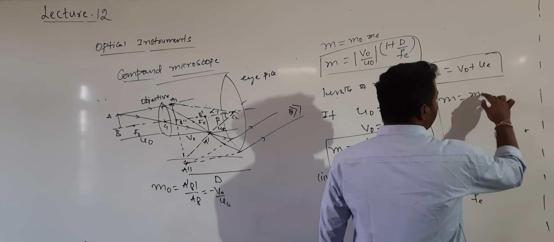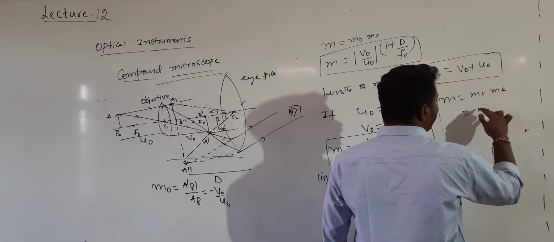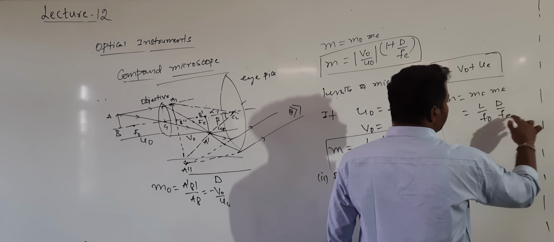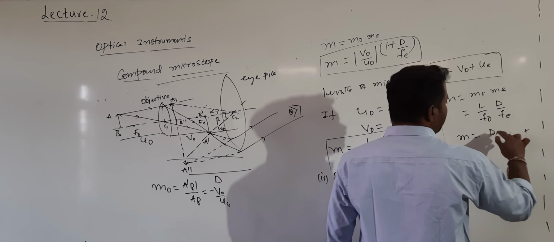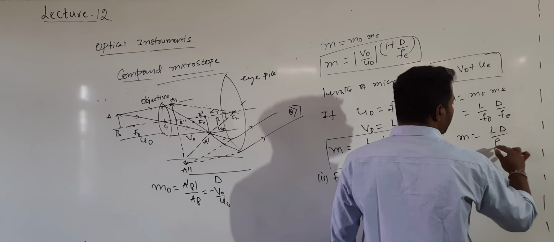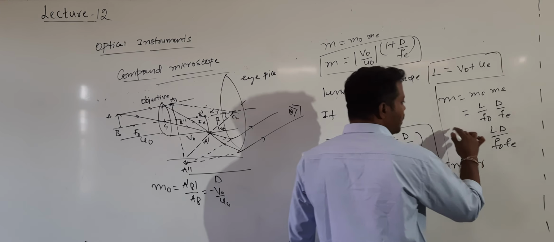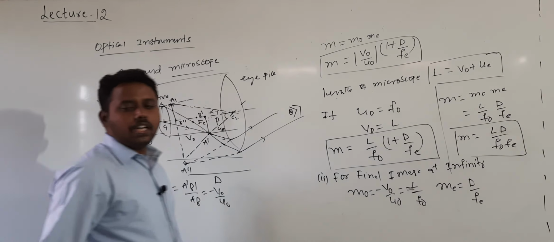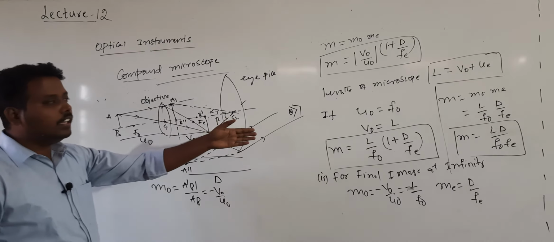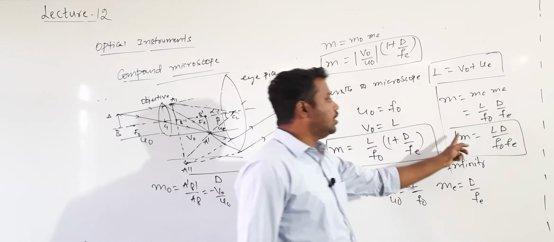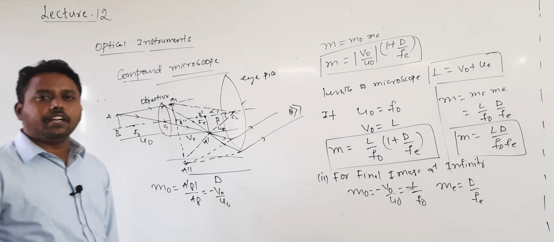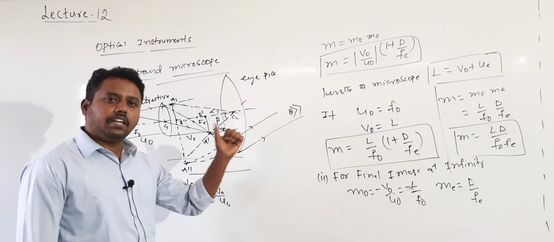So by using these two formulas, what is the formula for magnifying power? M value is M0 into Me. M0 value is L divided by F0 into D divided by Fe. So this is the formula, which is given by L into D divided by F0 into Fe. This is the formula for magnifying power whenever the final image formed by this total arrangement is at infinity: M is equal to L into D divided by F0 into Fe.